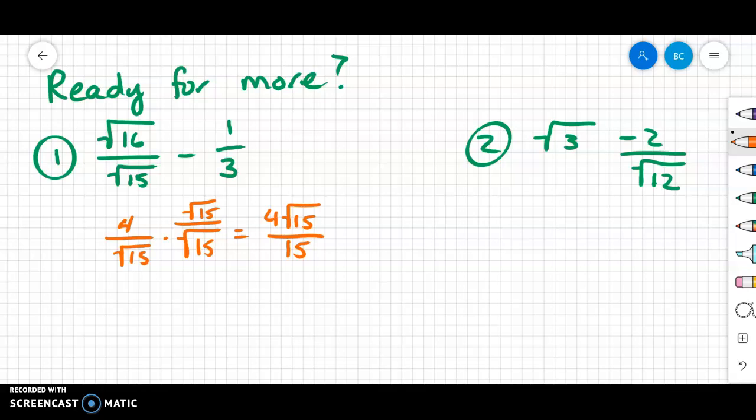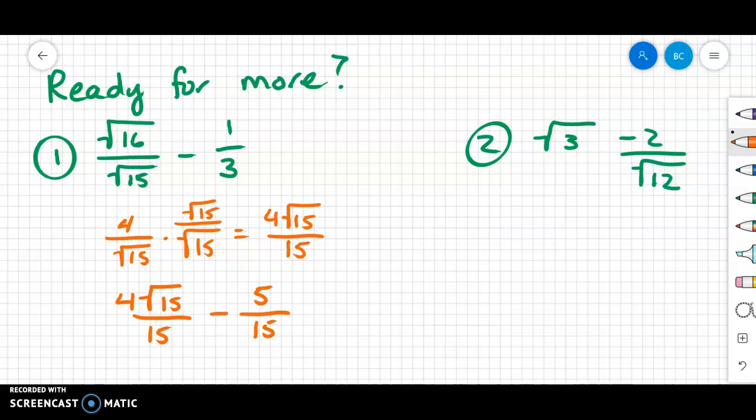Now I have 2 terms, and I'm subtracting the second one from the first one. And I remember that when I am subtracting or adding, I have to have a common denominator. So I'm basically changing that 1/3 so that it has a common denominator. So I've multiplied the denominator by 5 to get to 15. So my numerator is also going to be multiplied times 5, so I have 5 over 15.